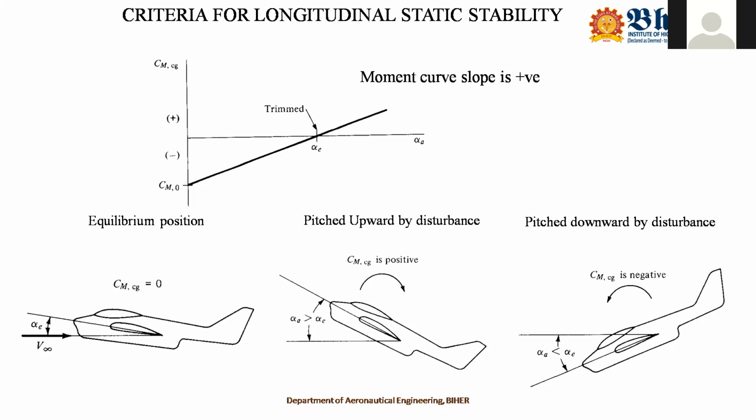So in this case, when it is pitched upwards by disturbance or pitched downward by disturbance, in both the cases, the craft is tending to move somewhere away from the equilibrium condition. So which means that it is completely unstable. So what is that you understood from the two observations?